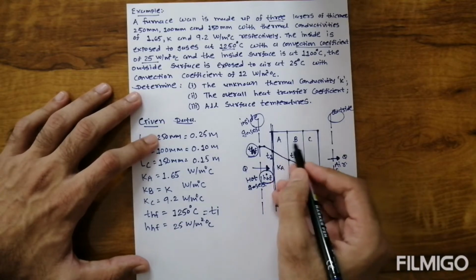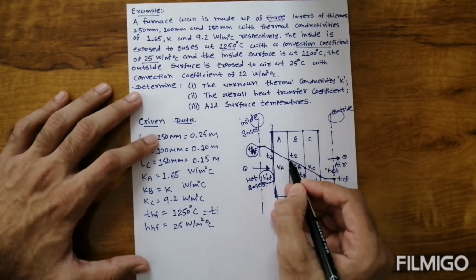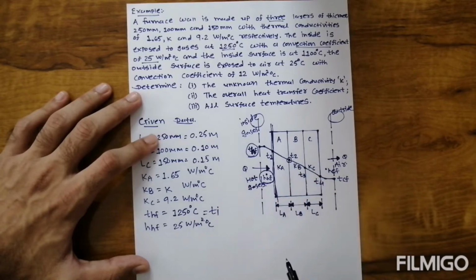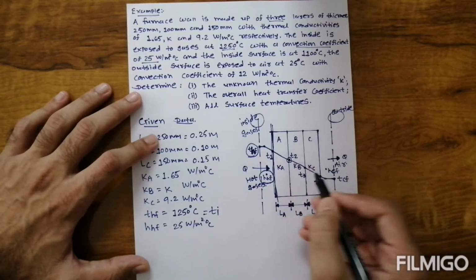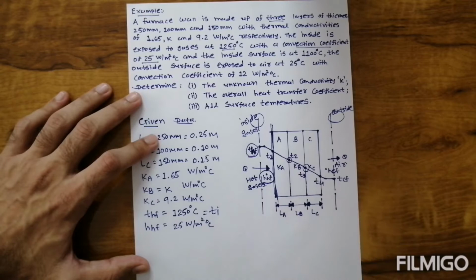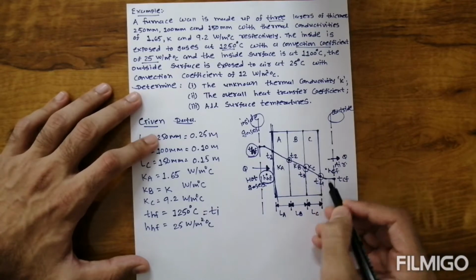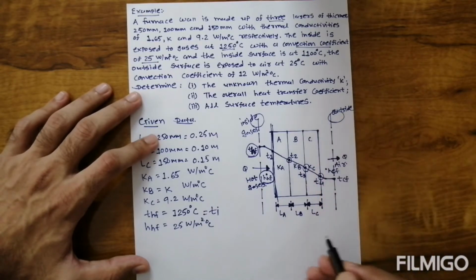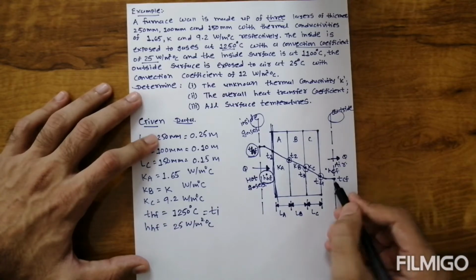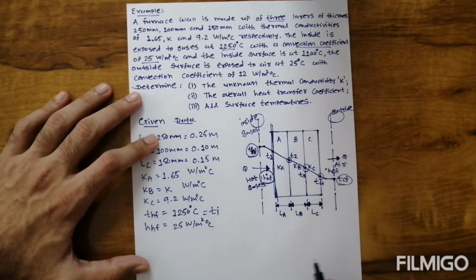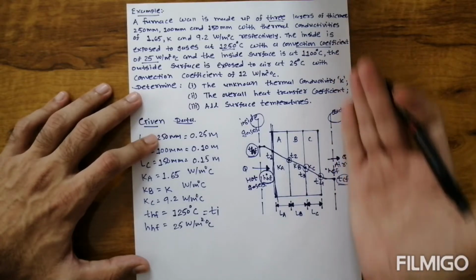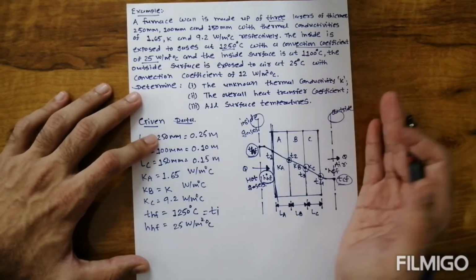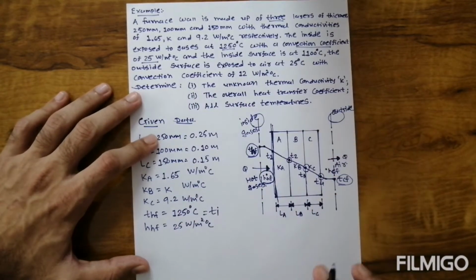Then the interface temperature between layer A and layer B is T2. The interface temperature between layer B and layer C is T3. T4 is the outside surface temperature of layer C, and then the surrounding temperature we consider as TCF. Suppose the surrounding heat transfer coefficient is not given, then that portion will be neglected. So we will further read that example first.